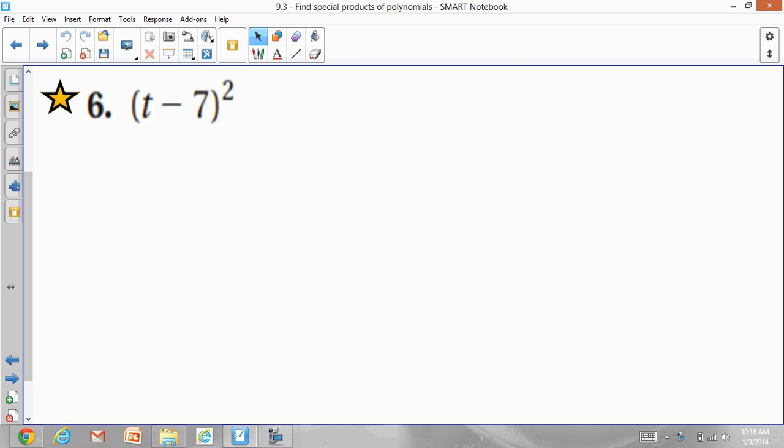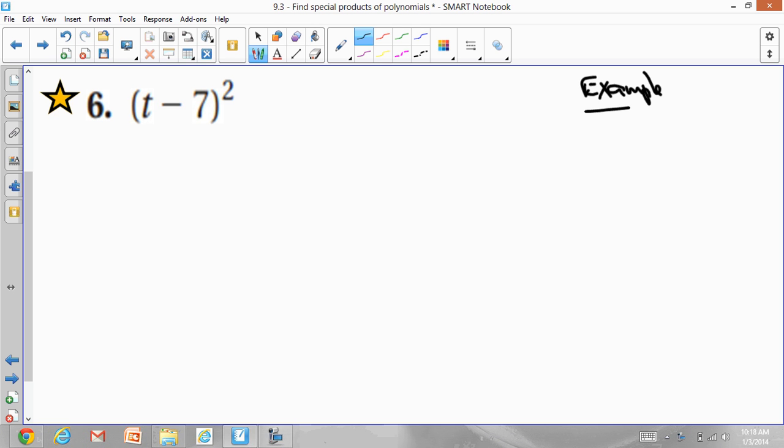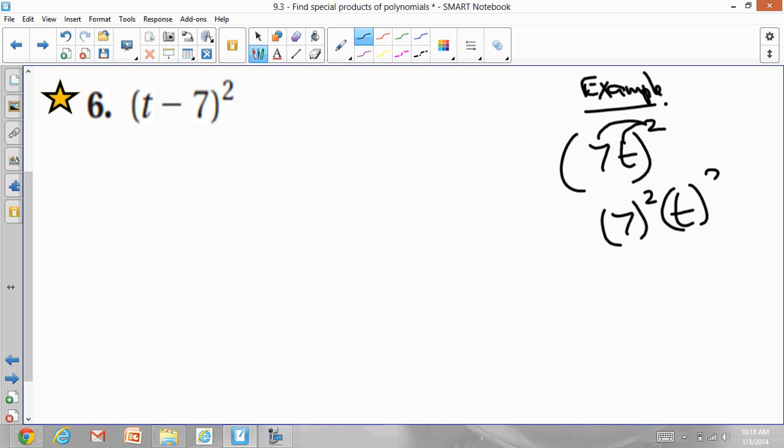Now the difference between when you can take the 2 and distribute to the inside will be something like this. For example, if I have something like 7t and the power of 2 is on the outside of the parenthesis, then you can apply the 2 to inside. So I can get 7 gets a 2 and t gets a 2. And that'll give me 49t squared.